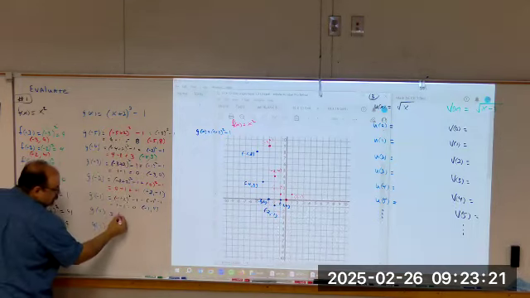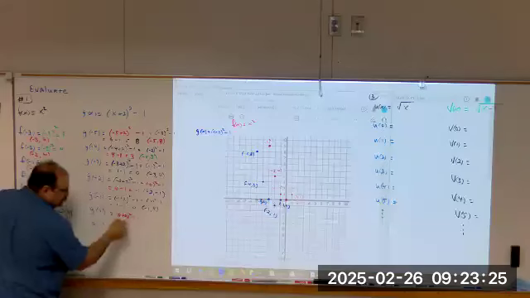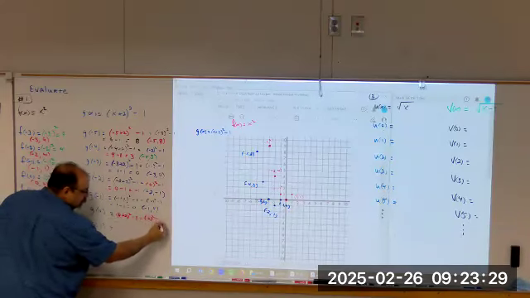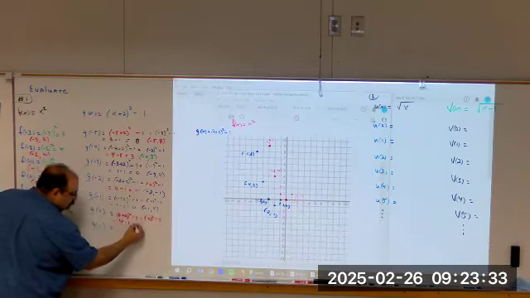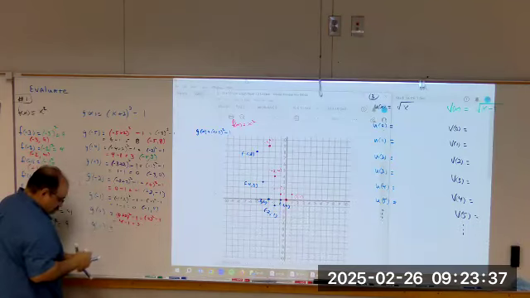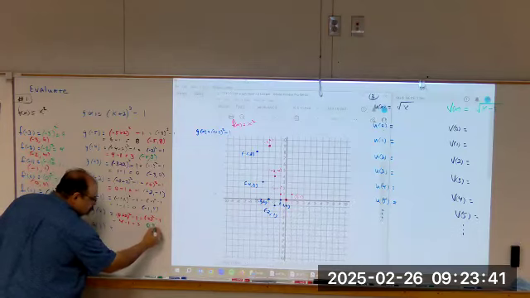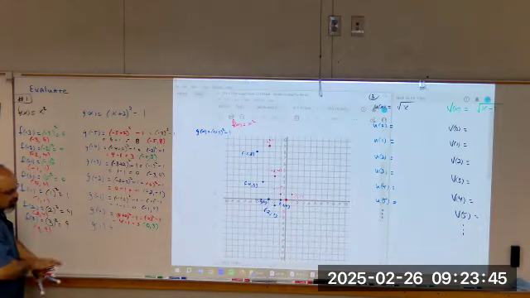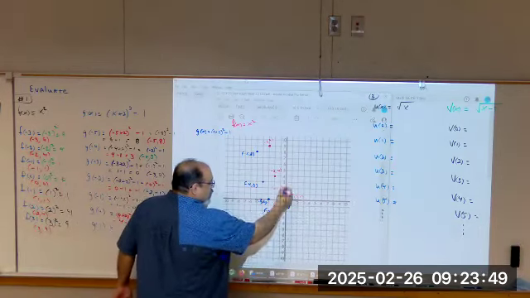Zero plus 2 minus 1, 2 squared minus 1. That's 4 minus 1, which is 3. So when 0 goes in, we get 3. Zero goes in, we get 3.